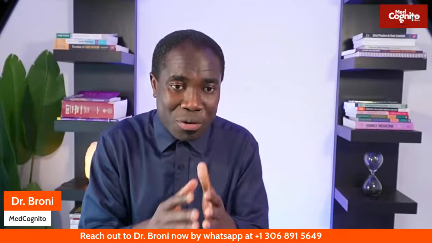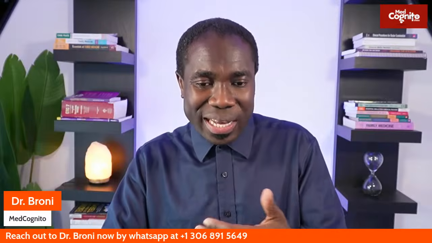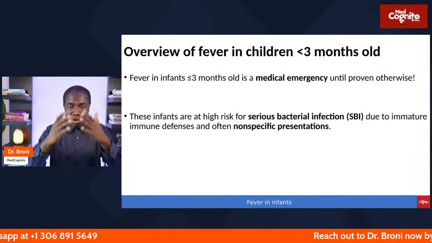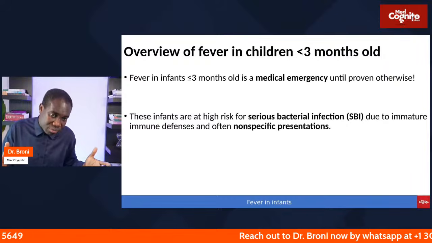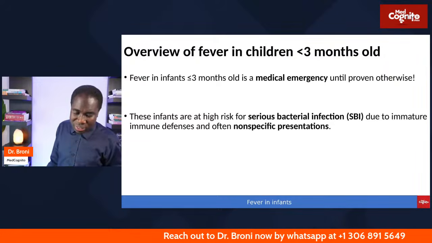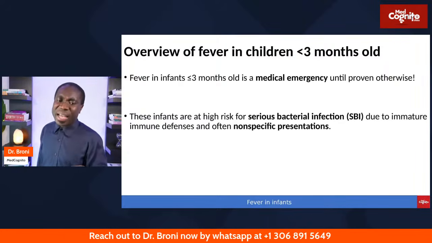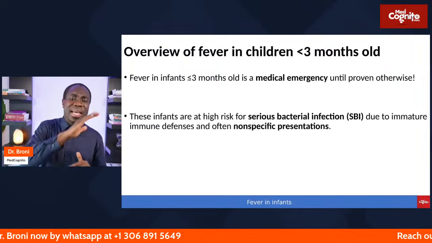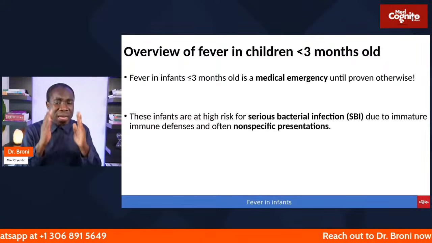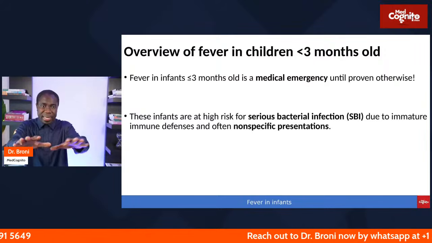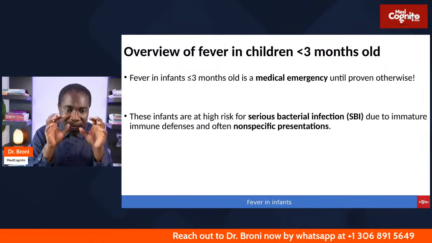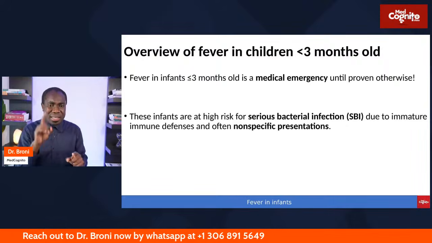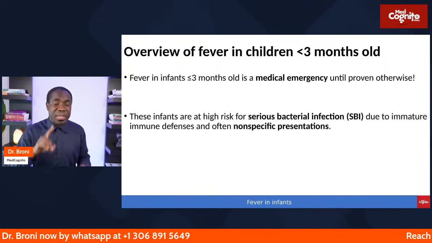So now that we've gone through these questions, we're going to get into the topic itself. Overview of fever in children less than 3 months of age. Now, the first thing I want you to understand is that fever in infants less than 3 months old is a medical emergency until proven otherwise. Let me say it again. Fever in infants less than 3 months old is a medical emergency until proven otherwise.